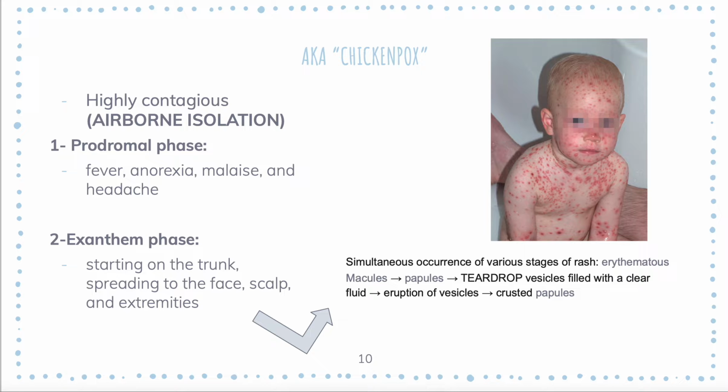What macules mean is a non-palpable skin lesion less than 1 centimeter in size. And then they turn into papules, which are palpable but still less than 1 centimeter in size. And then they become teardrop vesicles, which means it's literally a sac filled with fluid. This sac, which is the vesicle, is going to rupture, and then you will have crusted papules.